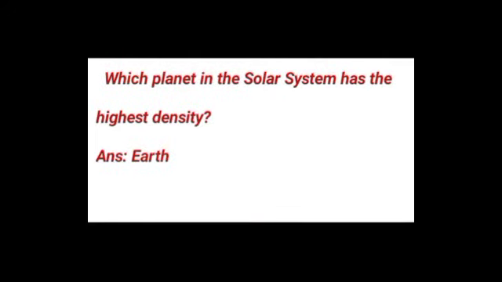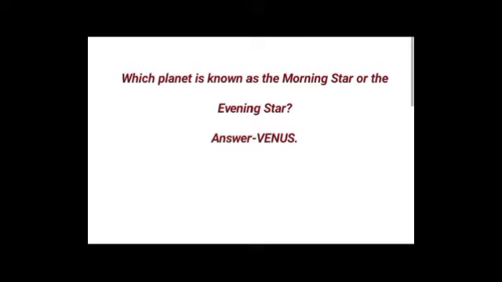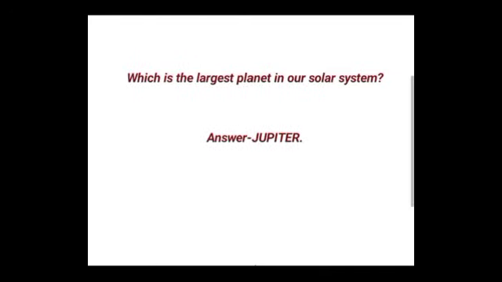Next question. Which planet in the solar system has the highest density? And the answer is Earth. Which planet is nearest to the Earth? Answer is Venus. Venus is also called the twin of the Earth. Next question. Which planet is known as the morning star or the evening star? And the answer is Venus.